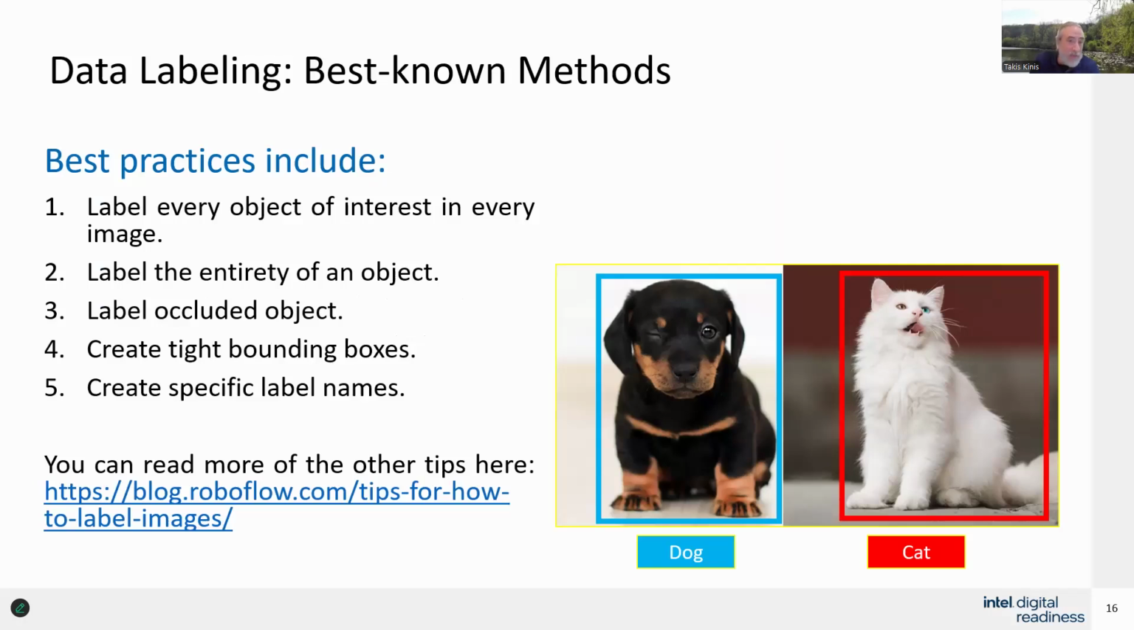So the best practices include you label every object of interest in every image, right? Highlight the whole object, right? Like I'm noticing with the cat, maybe part of the tail is cut off. I can't really tell, right? Label the occluded object. So in other words, we've included the object, but there's also the space outside of it. When we do this process, we want to make those boxes tight, and we want to have very specific label names. So I don't want to call the dog a mammal. I want to call it a dog, very specifically.